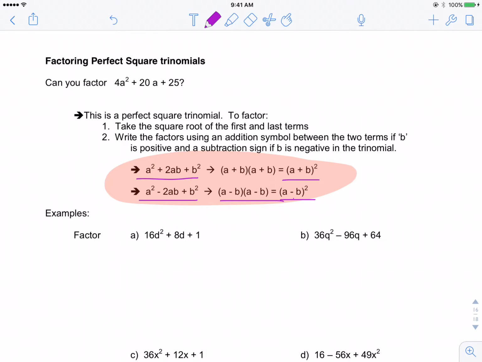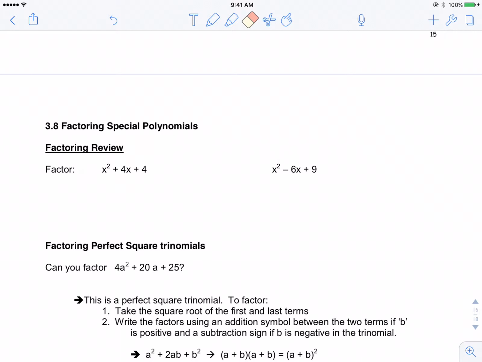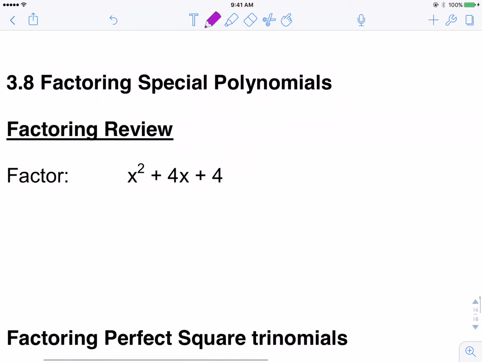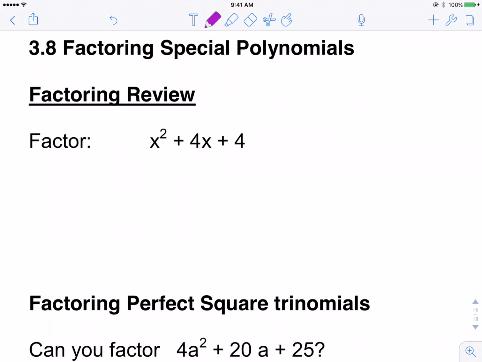Okay, so that being a little bit difficult, if we look at a few key points or details about how those factors work, then we will be able to find a different way to work through factoring perfect square trinomials. So let's do just a quick review and make sure that we are all on the same page here. Let's factor x squared plus 4x plus 4.